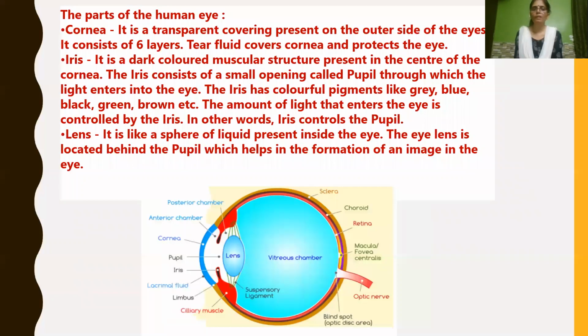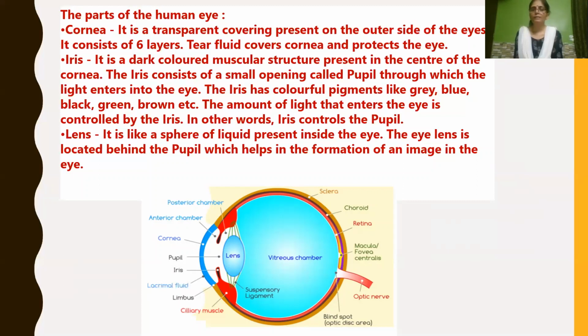So now, let's go through the parts of the human eye in a detailed manner. First is the cornea. The cornea is a transparent covering present on the outer side of the eyes. Usually it consists of 6 layers. Tear fluid covers the cornea and protects the eye.